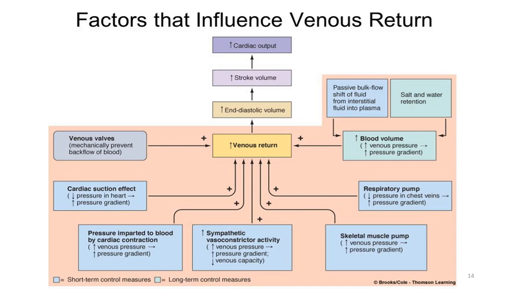So finally, end diastolic volume will increase, stroke volume will increase too, and at last the cardiac output will increase. So you can see the effect of each of these factors on cardiac output.